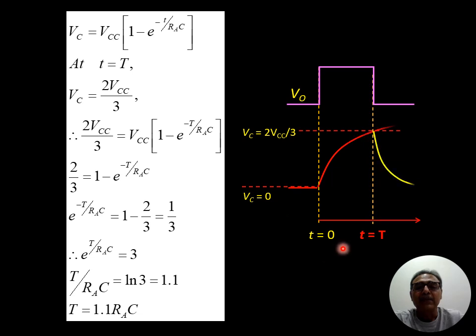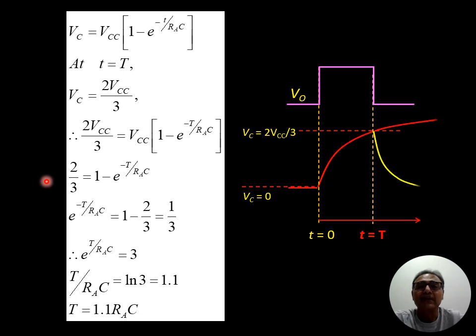At time t equal to capital T, the voltage across capacitor becomes 2 Vcc by 3. So if we put these two values in this equation, we get 2 Vcc by 3 equal to Vcc into 1 minus e raised to minus T upon Ra into C. Vcc cancels out on both sides, so we get 2 by 3 equal to 1 minus e raised to minus T upon Ra into C.